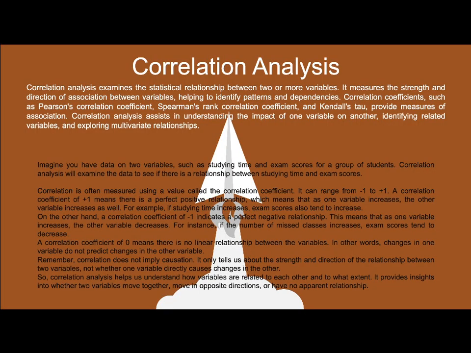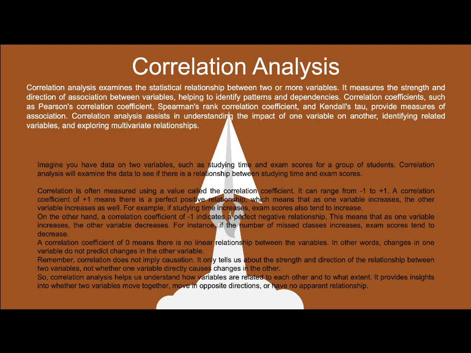While the correlation analysis examines the statistical relationship between two or more variables, it measures the strength and direction of association between variables, helping to identify patterns and dependencies. You can see the example below. Imagine you have data on two variables, such as studying time and exam score for a group of students. So correlation analysis will examine the data to see whether there is a relationship between studying time and exam score.